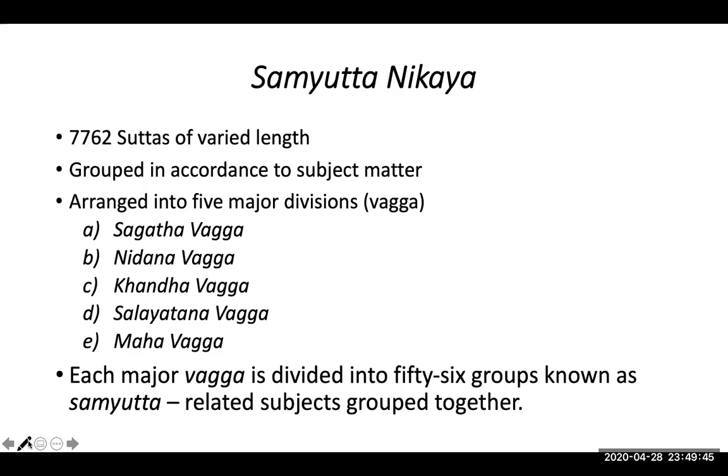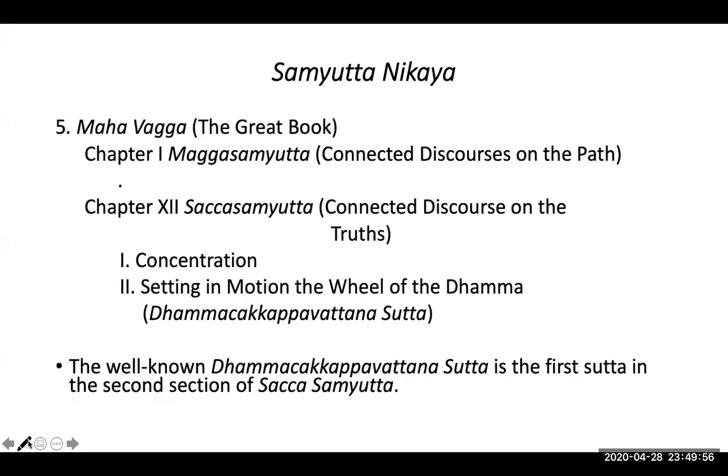Okay, so each samyutta is further divided into sections or chapters which are made up of individual sutras. So this is an example of how the sutras are organized in a pattern. Let's see, this is the last bhaga, the Mahabhaga, the fifth bhaga division. And each bhaga is further divided into chapters. You can see here, chapter, and one, you can call that section.